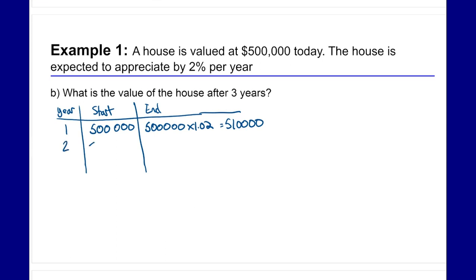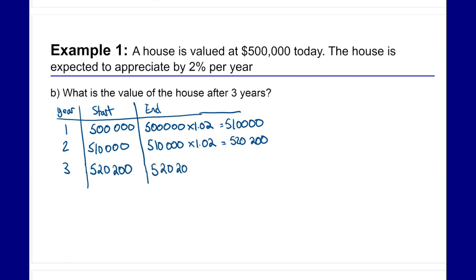Year two, we're starting at $510,000, and that's going to increase by 2%. So I'm going to do the same calculation that I did before, except I'm going to do 510,000 multiplied by 1.02 to get 520,200. Year 3, I'm going to start with 520,200, because that's what the value was at the end of year 2. And at the end of year 3, it's going to be $520,200 multiplied by 1.02, because it's going to increase by 2%. And we get $530,604.